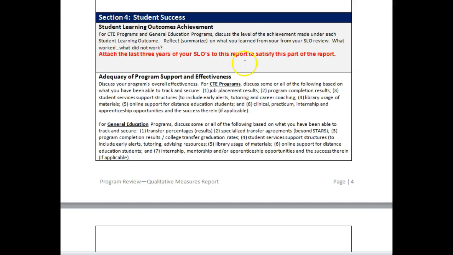Student learning outcomes, again, same thing that I said earlier, just like I said under unit planning, you are to just simply attach the SLOs for the last 3 years for this section instead of rewriting all that. Aren't you happy? You don't have to rewrite your unit outcomes. You don't have to rewrite your student learning outcomes.